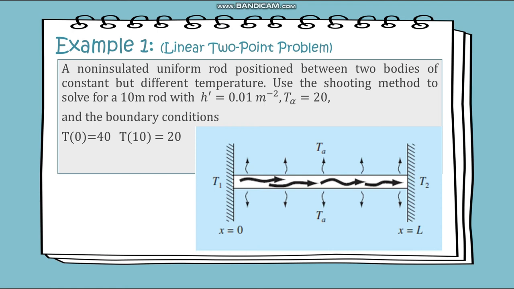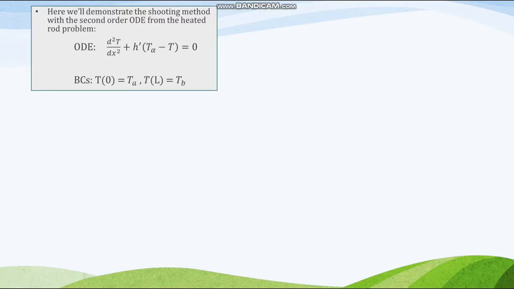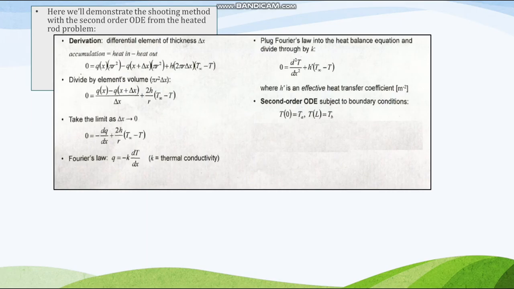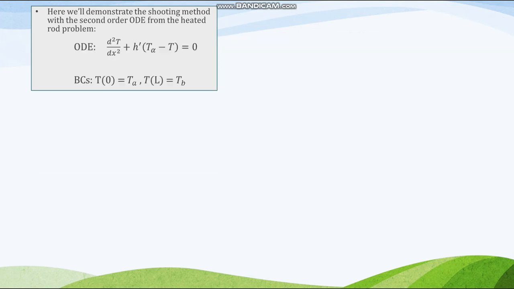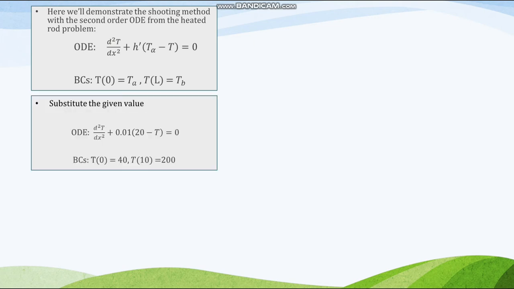So our first step in solving the problem is to demonstrate the shooting method with the second order ODE from the heater rod problem. Our ODE is the second derivative of T plus h' times (T alpha minus T) equals 0, which comes from the derivation of Fourier's law, plugging Fourier's law into the heat balance equation and dividing through by k. Our boundary conditions are T(0) equals TA and T(L) equals TB. We express the second order equation as two first order ODEs.